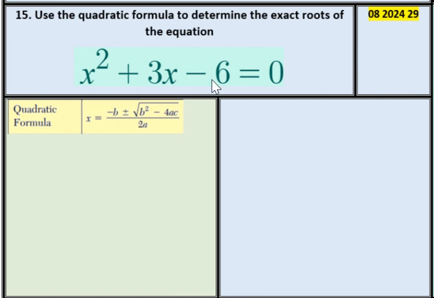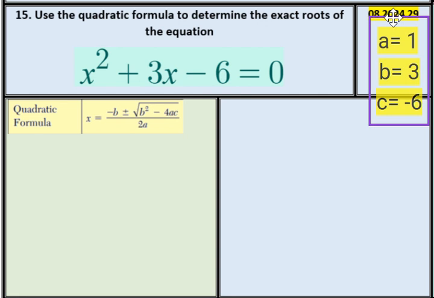So we want to identify a, b, and c. A, the number in front of x squared. If there's not a number there, we know it's 1. B, the number in front of x, is 3. C, the constant all by itself, is negative 6. The sign goes with the number.